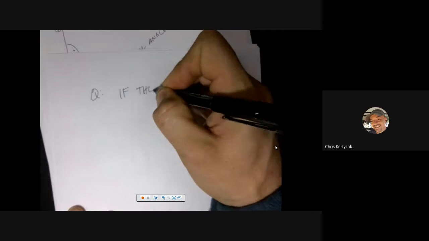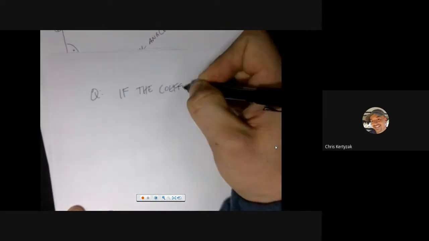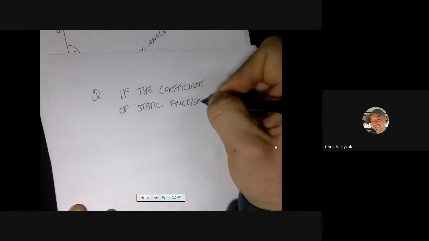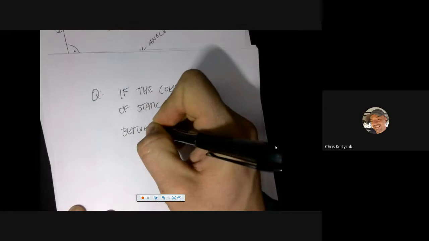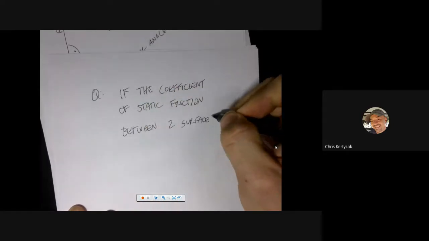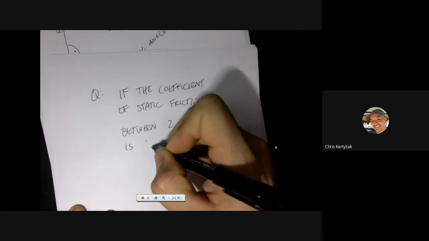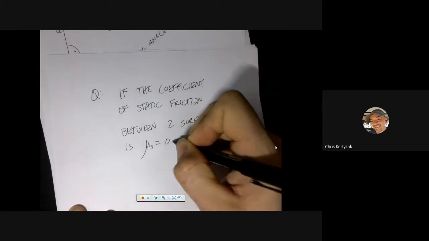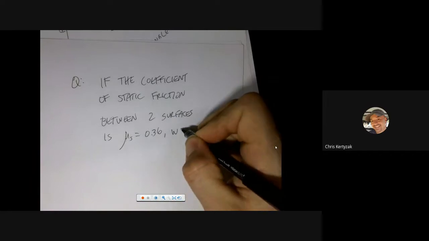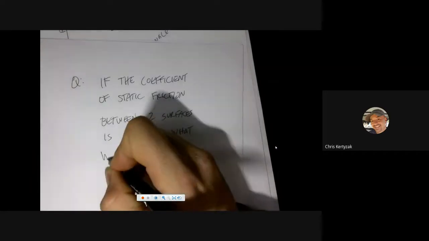if the coefficient of static friction between two surfaces is 0.36. I just totally made that up because it doesn't really matter what the number is. If the coefficient of static friction between two surfaces is 0.36, what would the critical angle be?